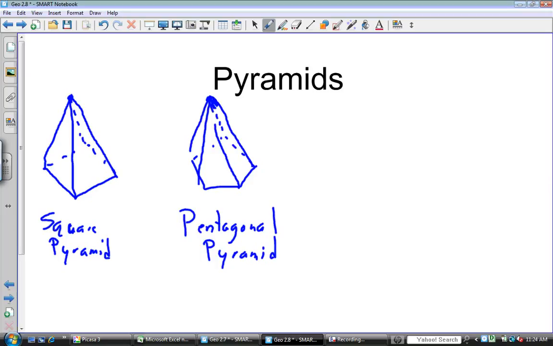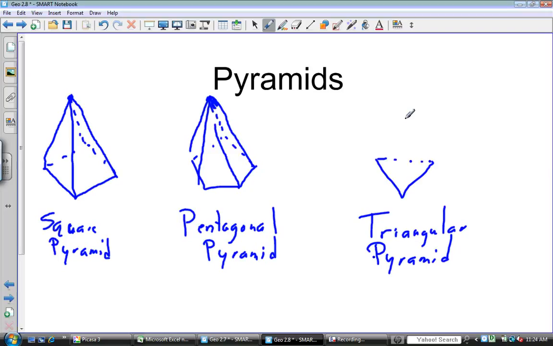That's a pentagonal pyramid. Now one thing that confuses people, a triangular pyramid. That's when you have a triangle on the bottom, and it comes up to a point. Some people get confused because they think, well, all these are triangular pyramids. There's triangles around the outside. Well, it's true, but we name them off of the base. So here the base is a pentagon, here the base is a square, and if we have a triangular pyramid, the base would be a triangle.